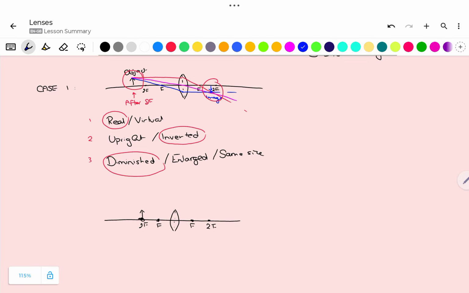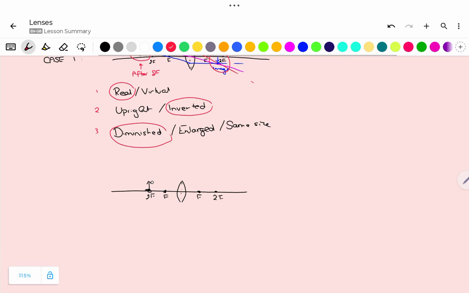Okay, same 3 steps. Step number 1, we're going to go parallel through a focus point. Step number 2, we're going to go through the center. And step number 3, we're going to go through the focus point. And the third one is going to go through the focus point and then again parallel. Sorry if my images are not perfectly drawn. It's just because I'm not using a ruler.